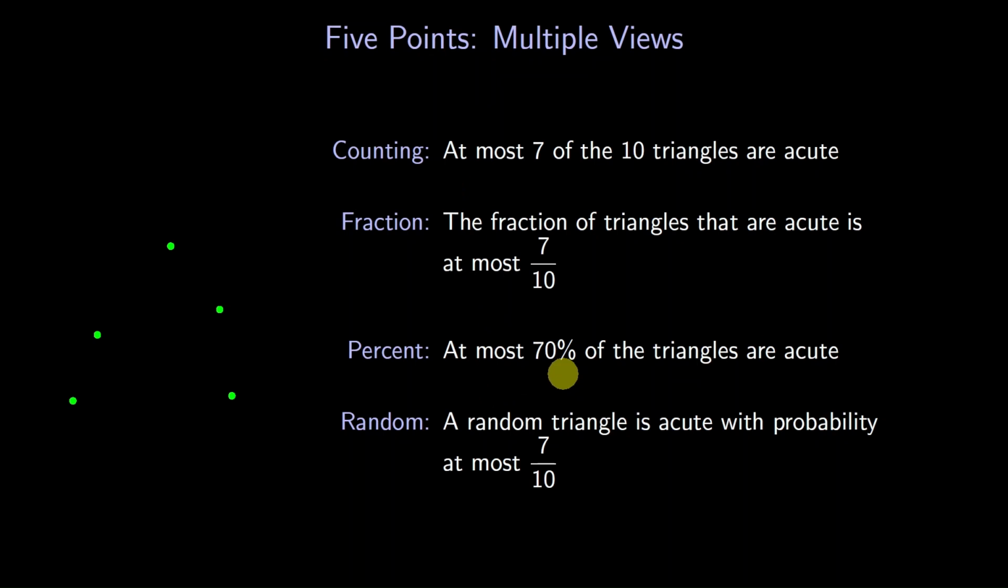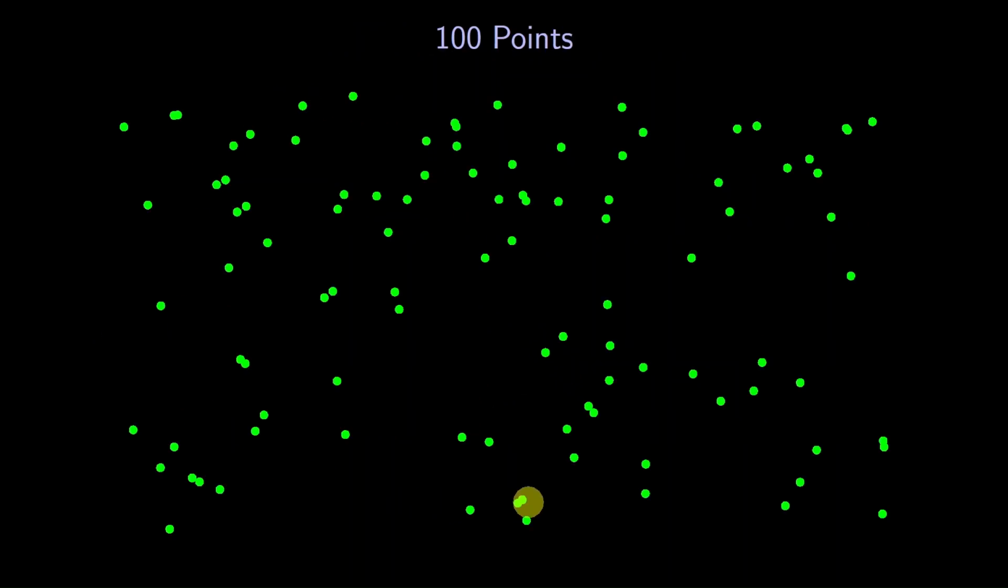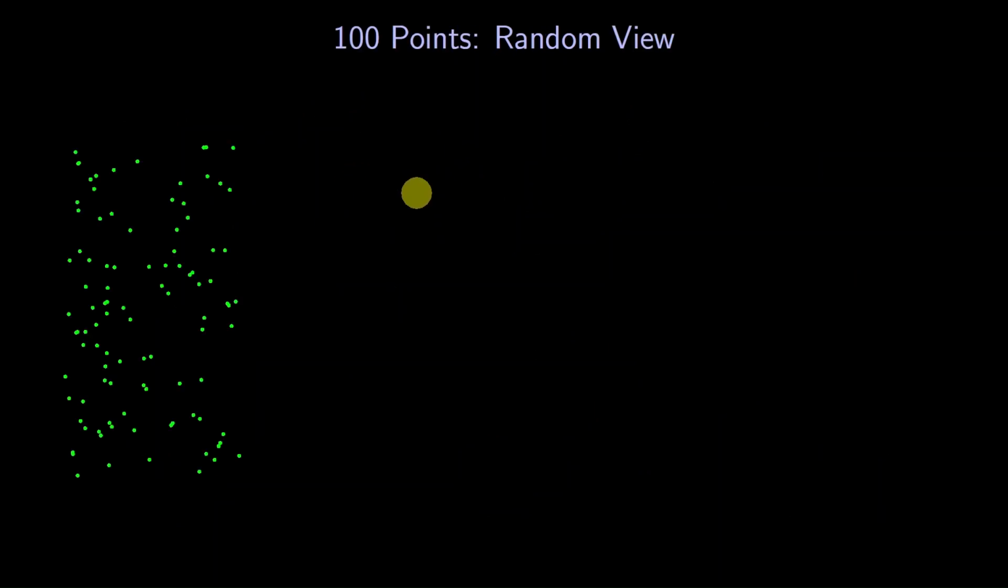We could go on to 6 points, but now that we've reached the 70% mark, let's go straight to 100 points. Okay, here are 100 points. That may seem intimidating, but we can rely on our previous work. We'll use the random view again. We'll start with 100 points that are fixed. Our problem is about triangles, so the most natural idea is to choose 3 of the points at random.